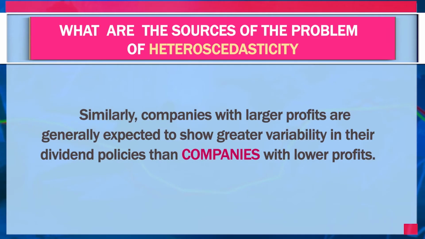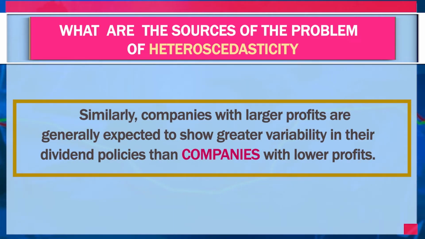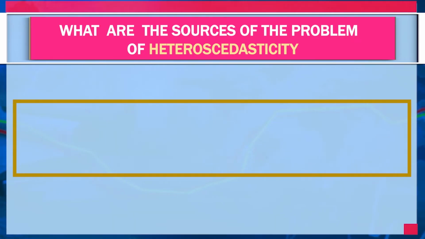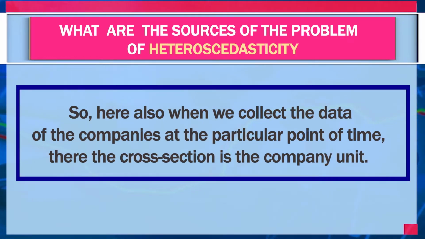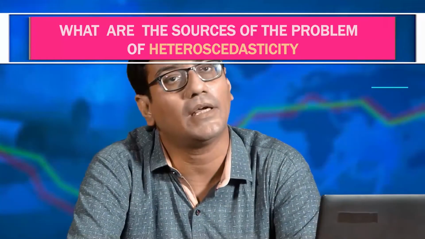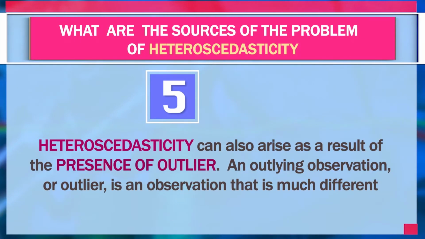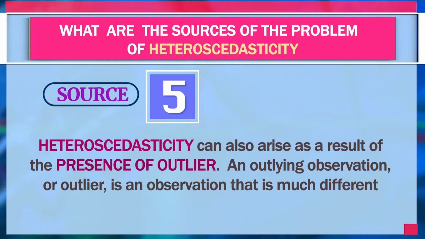Similarly, this is the same observation for companies. The companies may show greater variability in their profits or dividend policies, or the company may have lower variability in profits as per their company policy or rule. So here also, when we collect data of companies at a particular point of time, where the cross-section unit is the company, the sigma i square will change according to the policy decisions that are taken, and so the variability will keep on changing. So this is about the discretionary power that can be exercised by the individual unit, either a household or a firm. Next, we move on to the fifth source, which is the presence of outliers.